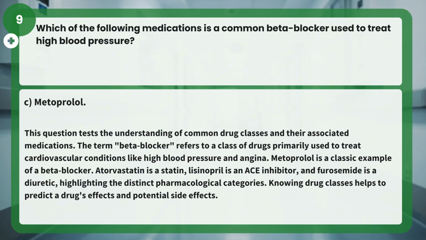Answer C. Metoprolol. This question tests the understanding of common drug classes and their associated medications. The term beta blocker refers to a class of drugs primarily used to treat cardiovascular conditions like high blood pressure and angina. Metoprolol is a classic example of a beta blocker. Atorvastatin is a statin, lisinopril is an ACE inhibitor, and furosemide is a diuretic, highlighting the distinct pharmacological categories. Knowing drug classes helps to predict a drug's effects and potential side effects.